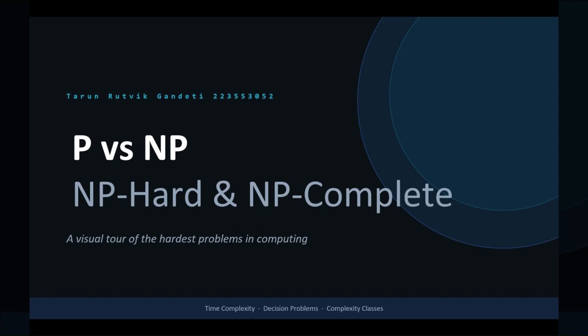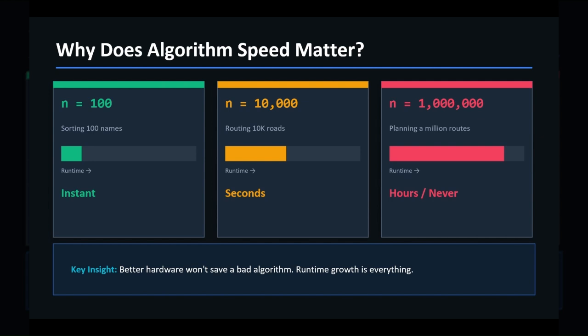Let's start from the very beginning, because the best way to understand these complexity classes is to first understand why runtime matters at all. Why does algorithm speed matter? Let's start with the question. Why do we care how fast our algorithms are? The answer seems obvious. We want things to run quickly. But the real insight is deeper than that.